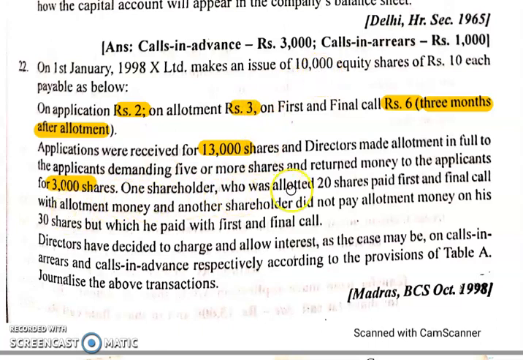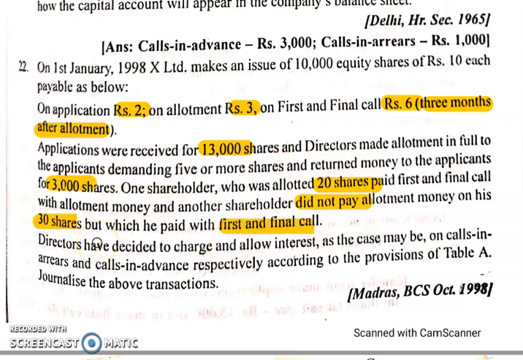One shareholder, listen carefully, who has been allotted 20 shares, paid the first and final call with the allotment money, and another shareholder did not pay the allotment money for 30 shares, but paid it with the first and final call. Here you have to understand this 20 shares is calls in advance because he has paid earlier, so we have to show this in the entry. Now these 30 shares are calls in arrears, who did not pay on allotment. So both are in one sum.